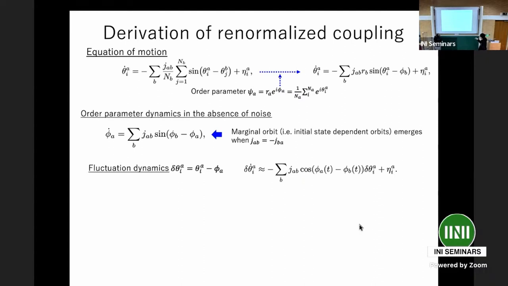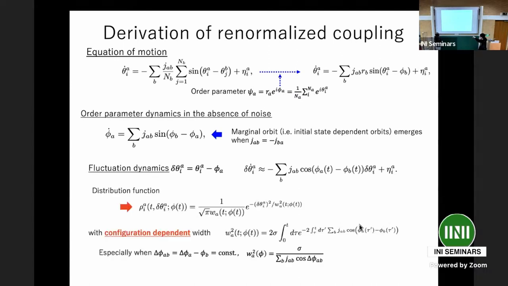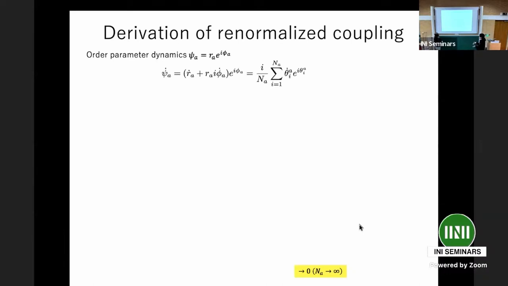I linearize this equation, and because I linearize it, very fortunately, you can compute the distribution function from the Fokker-Planck equation, and so you get the width. It's just Gaussian because it's a linear problem. But the crucial point is that this width is now configuration dependent. Which orbit the system decided to be on will affect how much fluctuation effect you will get. For simplicity, consider a case where delta phi, the difference phi^a minus phi^b, converges to a constant, just like in the two-spin case; you get an explicit expression like this.